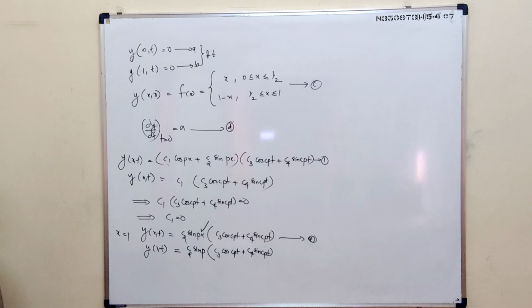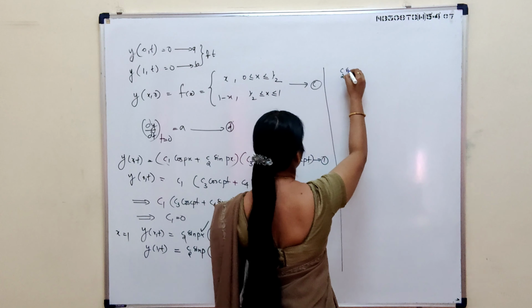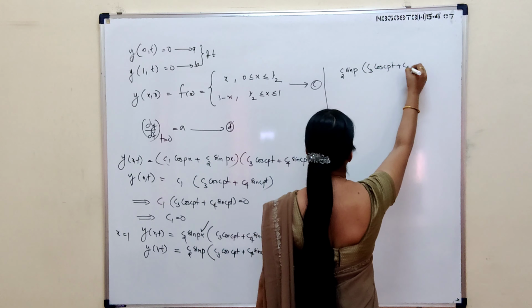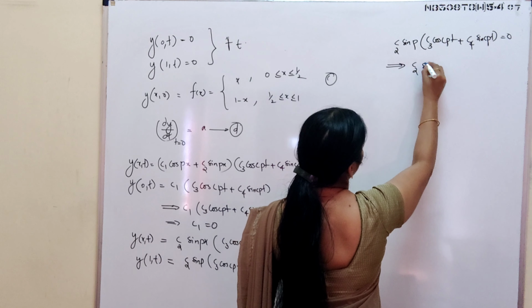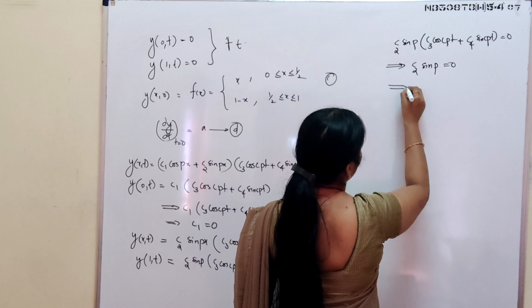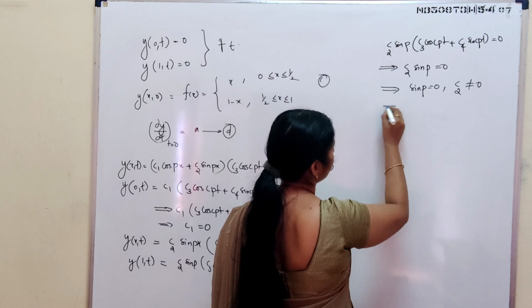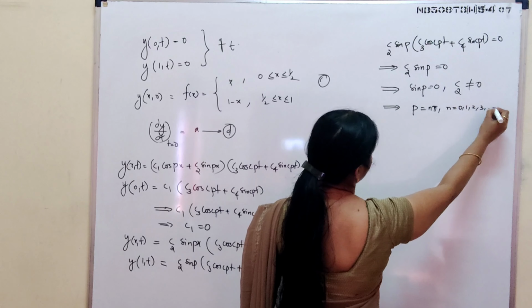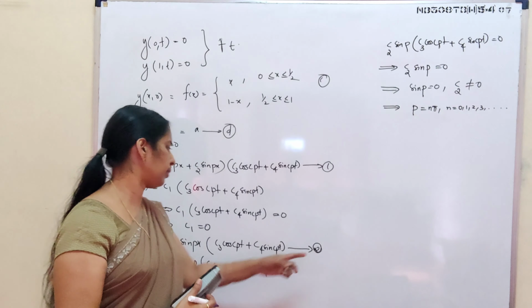Given y(1, t) = 0, which implies c2 sin p (c3 cos cpt + c4 sin cpt) = 0. This implies c2 sin p = 0, which implies sin p = 0 because c2 cannot be 0. So this implies p = nπ for n = 0, 1, 2, 3, 4, etc. So now we got the value of p. You put the value of p in equation number 2.